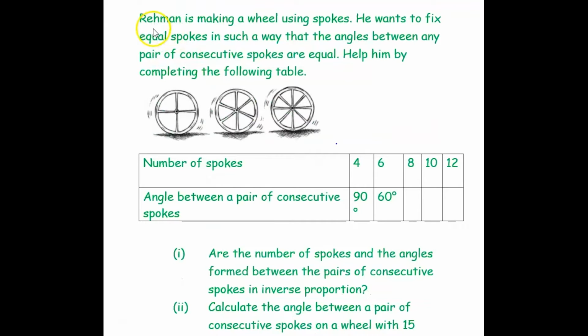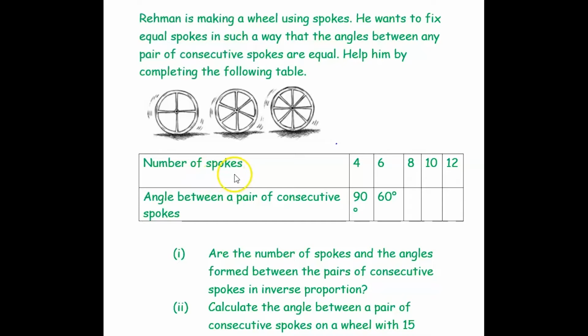Our first question is, Rehman is making a wheel using spokes. He wants to fix equal spokes in such a way that the angles between any pair of consecutive spokes are equal. Help him by completing the following table and answering the following questions. Now let us see the table first.